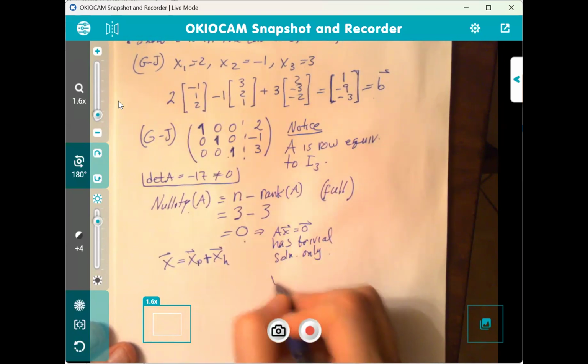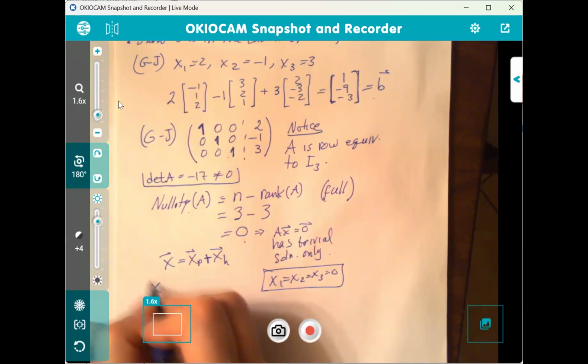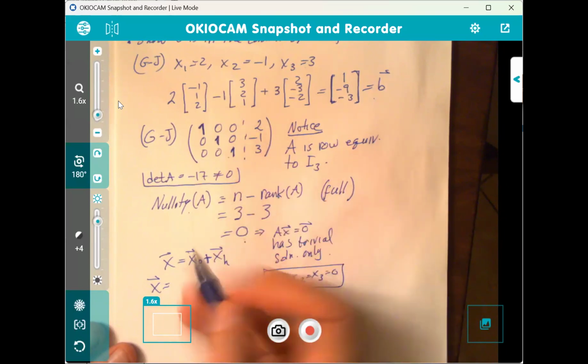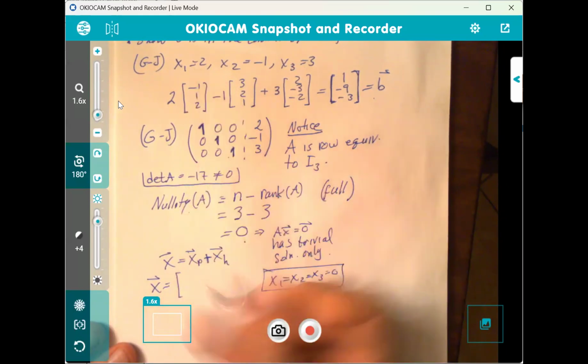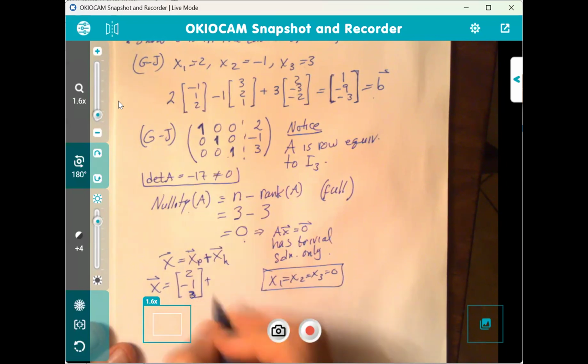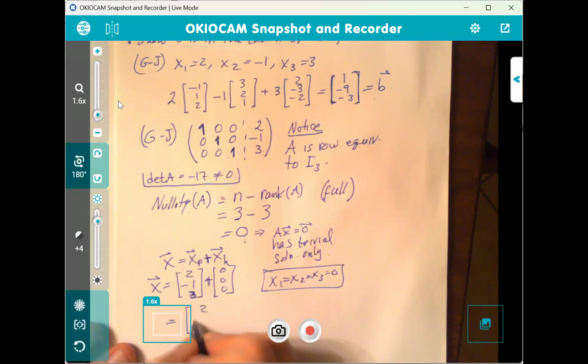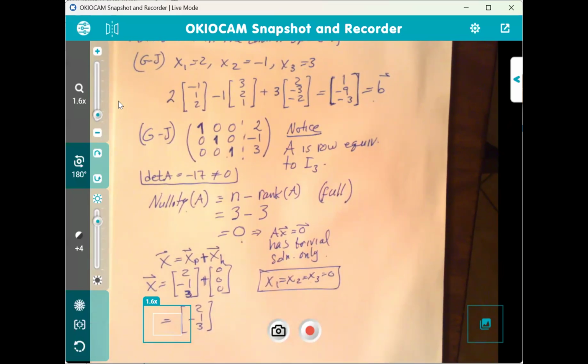In other words, the solution is this: x1, x2, x3 equals 0. So your solution is particular solution, x1, 2, 3, which is 2, -1, 3, plus the homogeneous 0, 0, 0. So the solution is really just 2, -1, 3. And there you go. Okay, so hopefully, again, I'm trying to put in context all of these jargons, terminologies that we just talked about. All right, so there we have this example done.